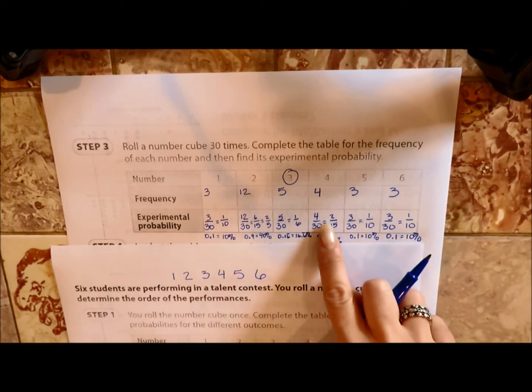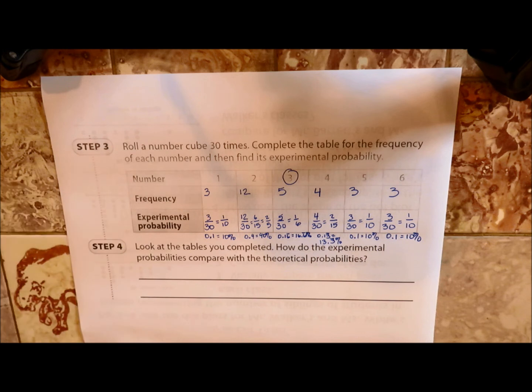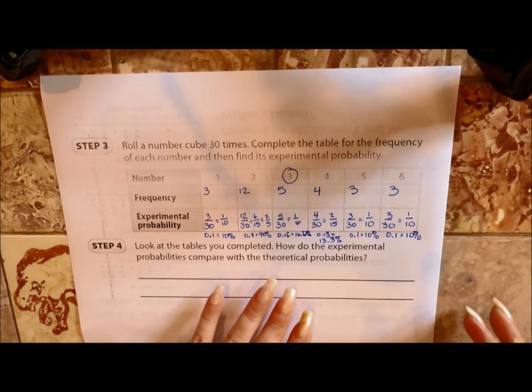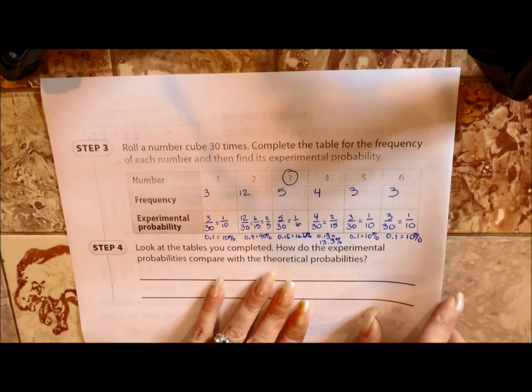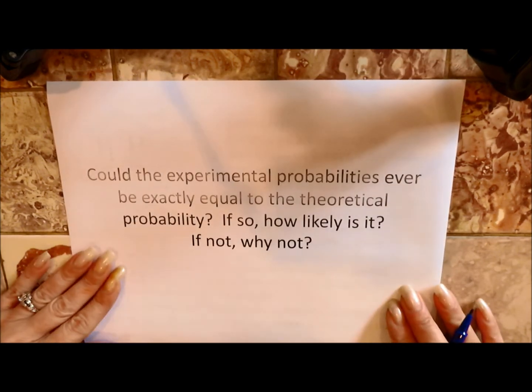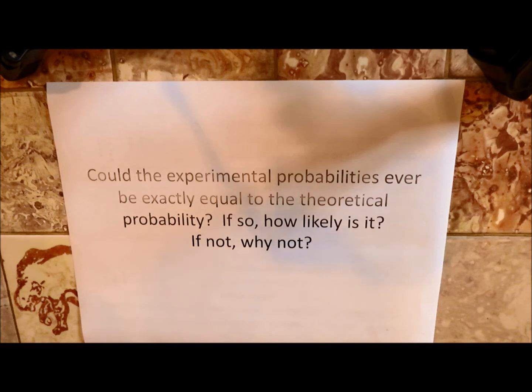A lot of them are very, very different. So my experimental probability in this case was not the same as the theoretical probability, except for that 3. That one showed up exactly how many times it was supposed to. All right, can the experimental probability ever be exactly equal to the theoretical probability?